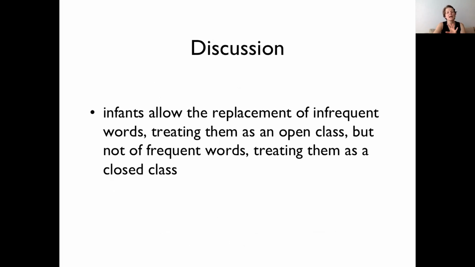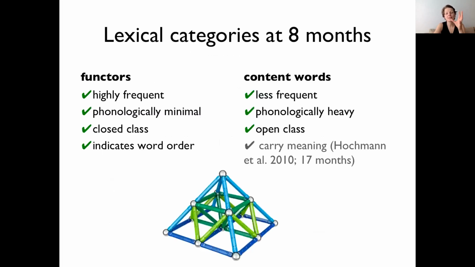So essentially, with this, we complete, let's say, the picture. I have shown you that by 8 months of age, so prelexically, infants are sensitive to the frequency difference between functors and content words, the prosodic difference between functors and content words. They're also sensitive to the closed class and open class distinction. And so on the basis of these surface cues, we have also seen that indeed they use functors to compute word order over, but they don't use content words to do that.